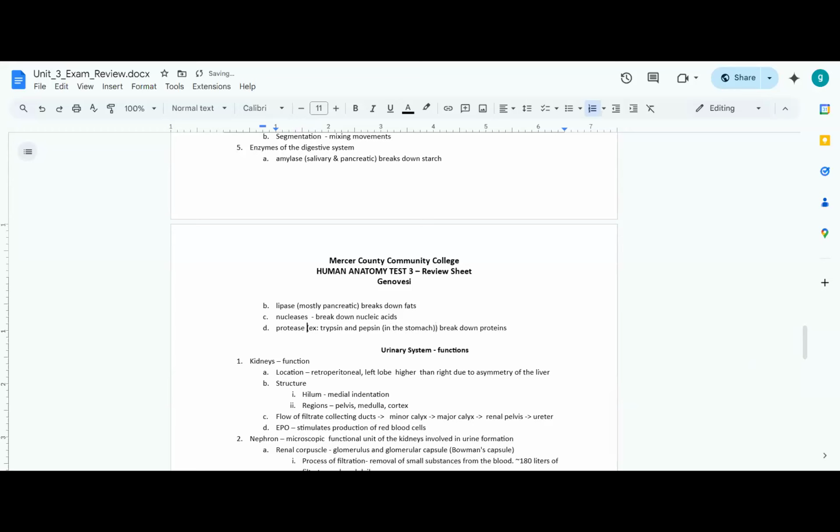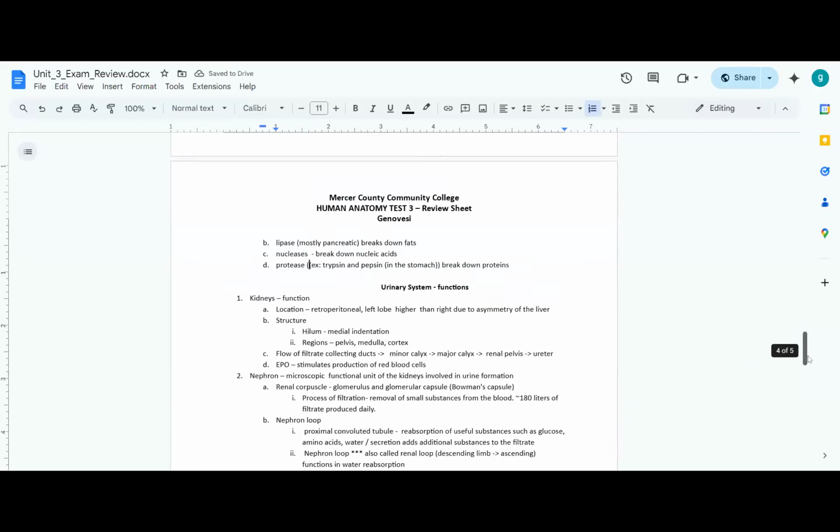Or re-bracket my brackets now. No. All right, just the urinary system.